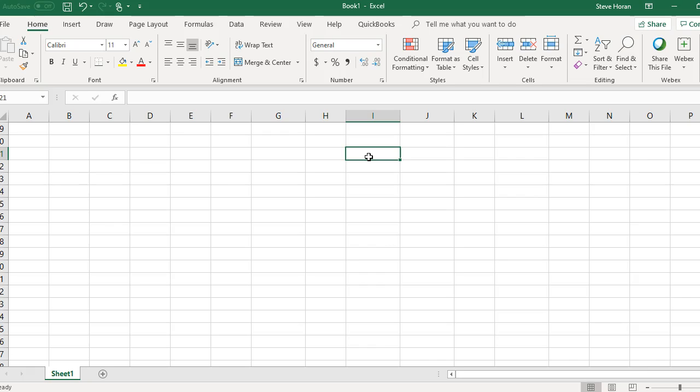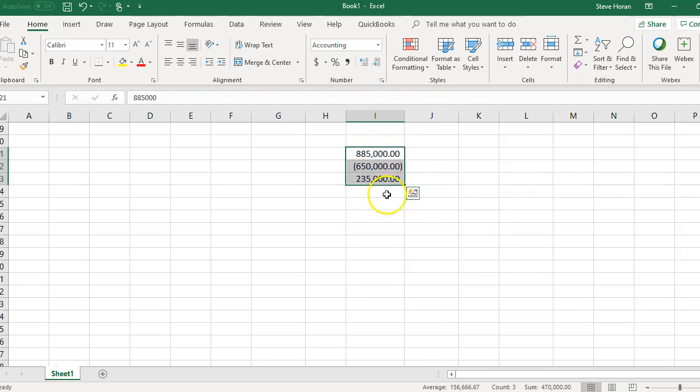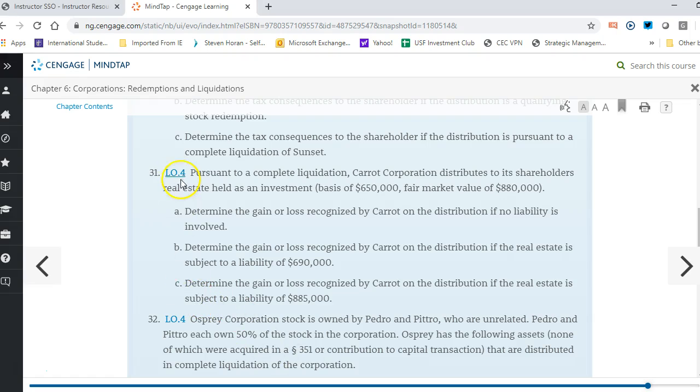I take the $885 liability, I subtract the basis, and that difference is $235, and that's my capital gain. So liability minus basis is capital gain. So the capital gain is $235. So I go back to 31 part C, capital gain is $235.